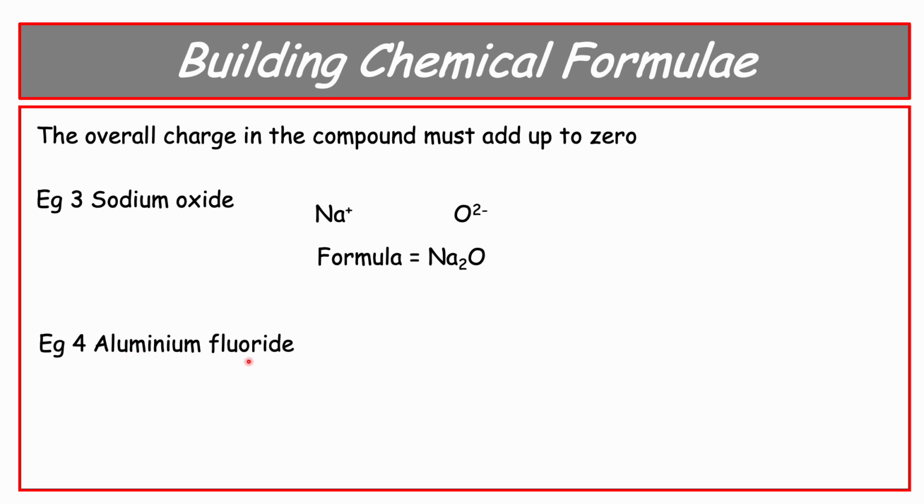Looking at aluminium fluoride, aluminium's in group 3, so there are 3 electrons in the outer shell, so it loses 3 electrons to gain a full outer shell and form a +3 ion.